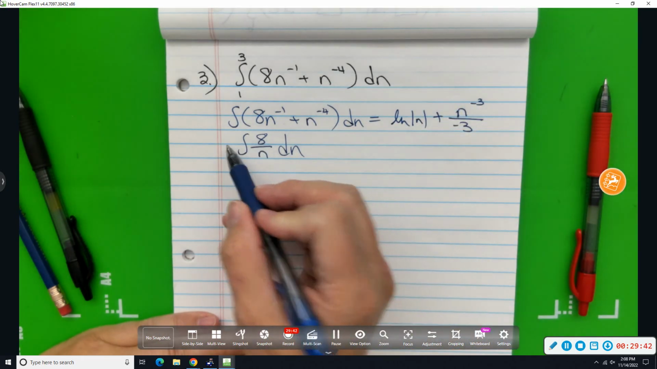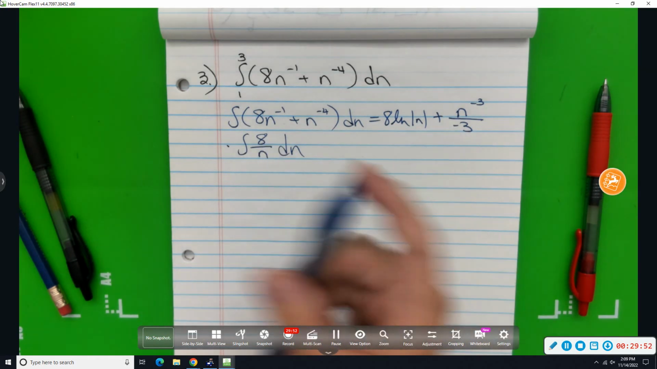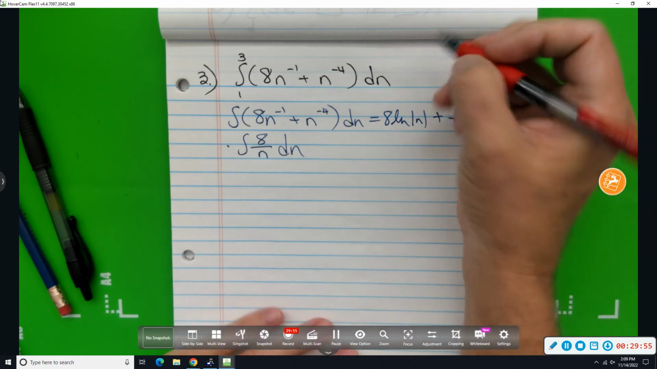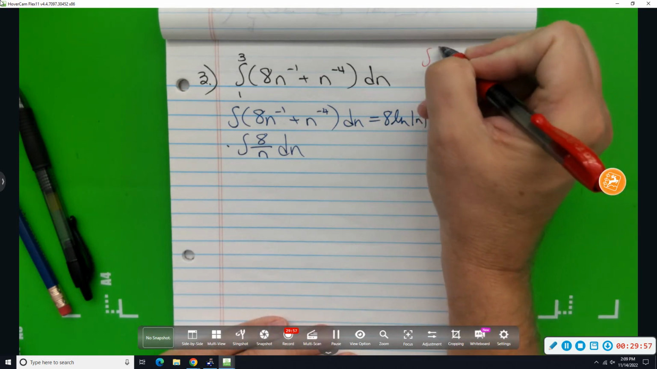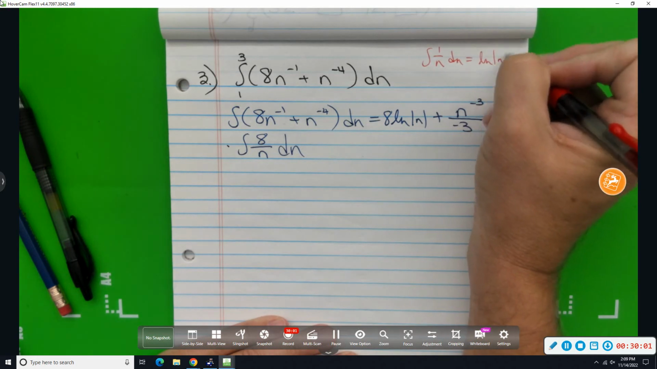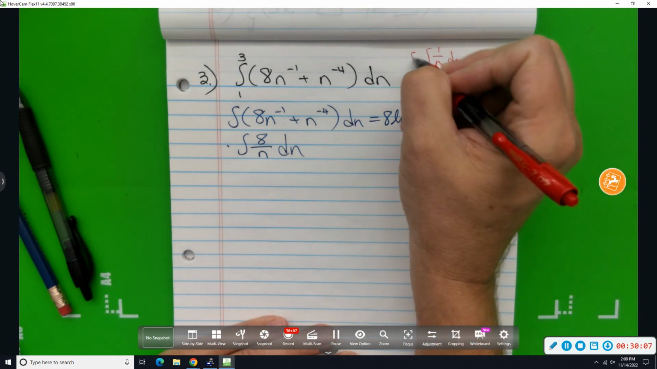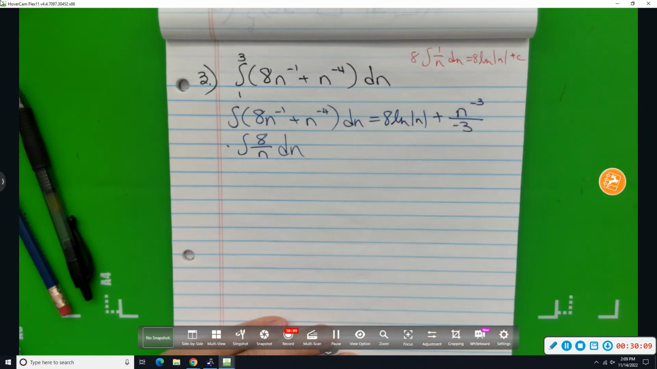The 8 is the coefficient of ln absolute value n. Do I remember that? Antiderivative of 1 over n. I'll say the antiderivative of 1 over n dn is the natural log of the absolute value of n plus c. If there's a constant like an 8, then the 8 goes in front.